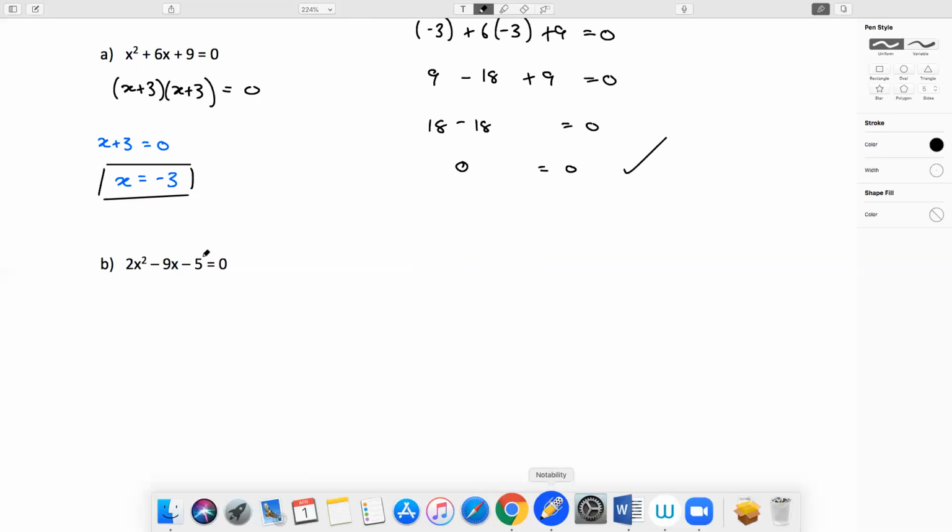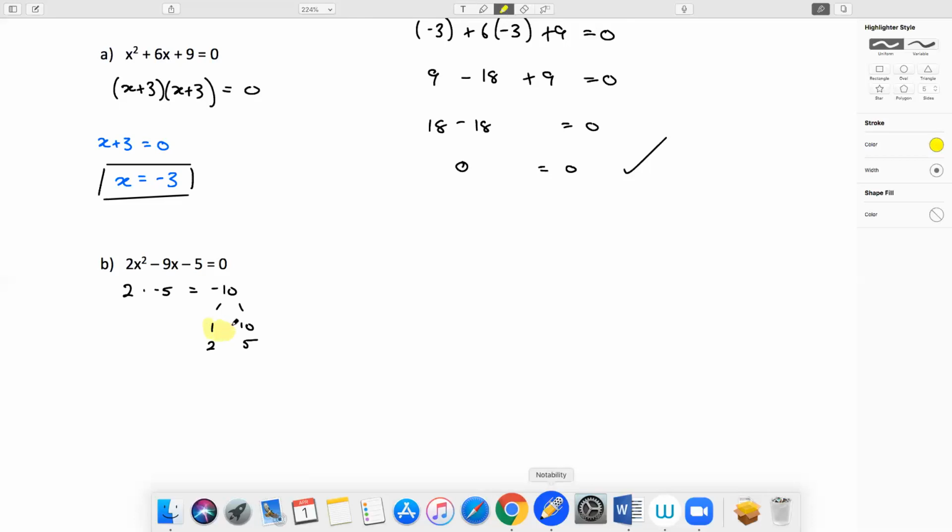So we take the 2 and multiply by the minus 5. So 2 times negative 5 equals negative 10. Then we have to start thinking of some factors of 10. We can list them out. We can go 1 and 10, or 2 and 5, and that's pretty much it. Now we've got to think of which pair we can use to add to 9 and multiply to 10. And the only way we're getting there is with 1 and 10.